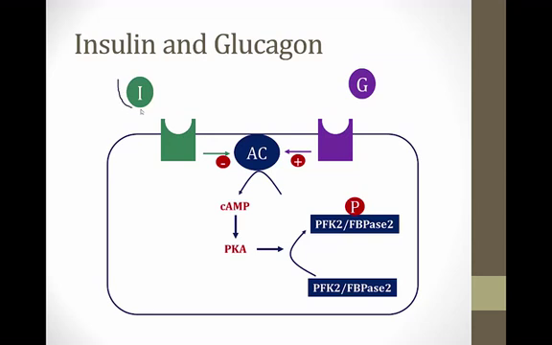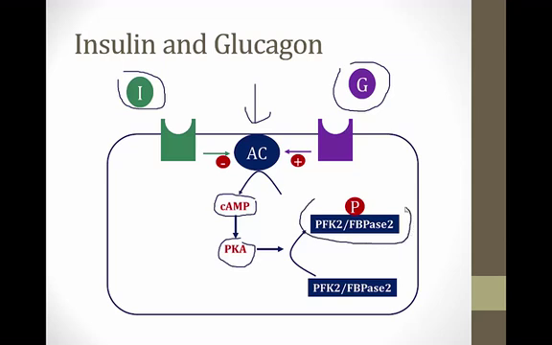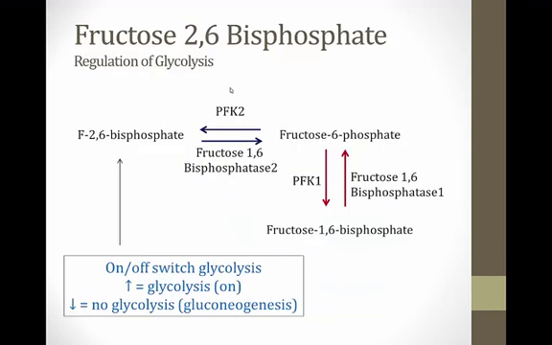As I've shown here, molecules of insulin or glucagon can interact with surface receptors and manipulate the function of adenyl cyclase. Insulin inhibits adenyl cyclase and glucagon activates it. Adenyl cyclase increases levels of cyclic AMP inside of cells, and cyclic AMP activates protein kinase A. Protein kinase A will then phosphorylate phosphofructokinase 2 and fructose bisphosphatase 2, and this is how the level of fructose 2,6-bisphosphate will be manipulated.